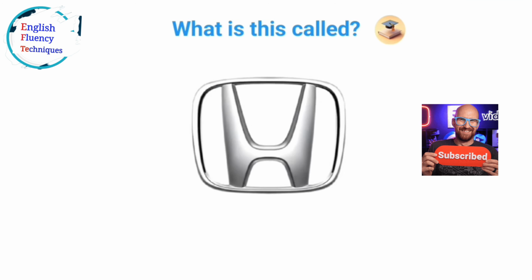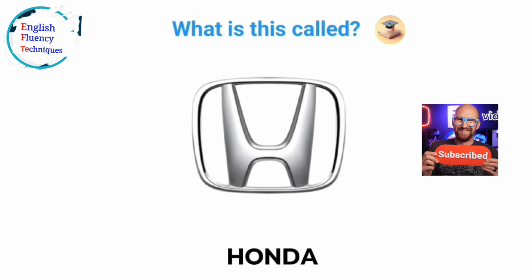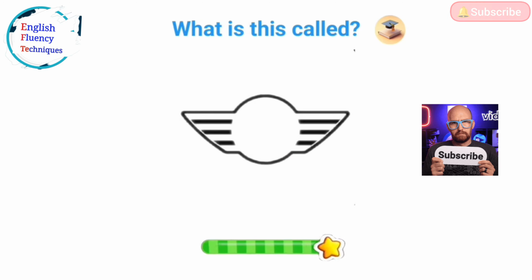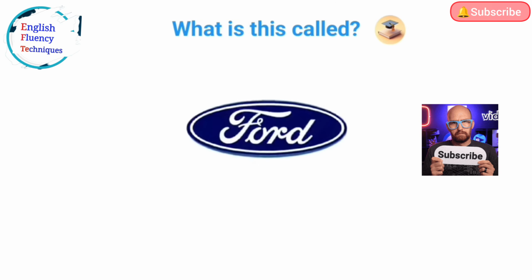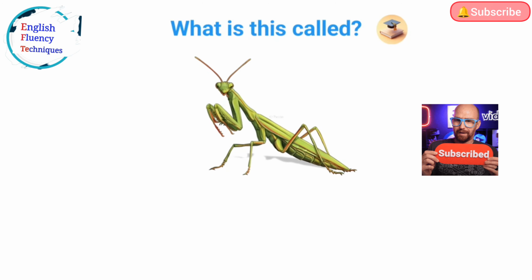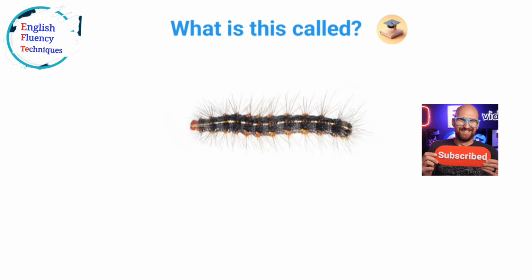What is this called? IUD. What is this called? Honda. What is this called? Mini. What is this called in English? Mantis. What is this called in English? Snail.